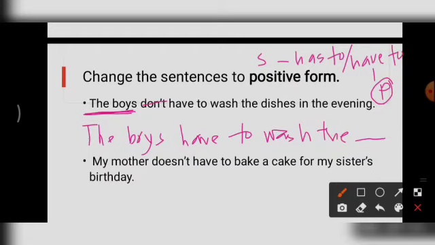My mother doesn't have to bake a cake for my sister's birthday. Identify the subject. Which one is the subject? Yes, very good. My mother. How many people are there? One or more than one? One person. So it's singular, so we use has to. Dekat sini have to, jadi kita tukar have ni jadi has. So my mother has to bake a cake for my sister's birthday.